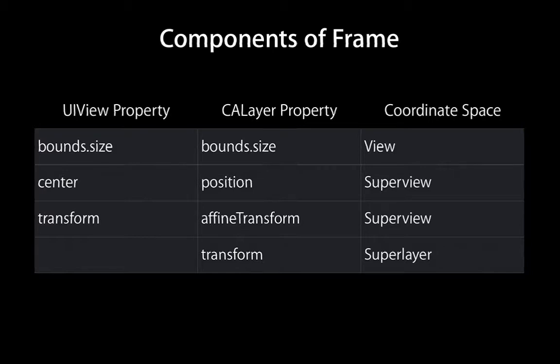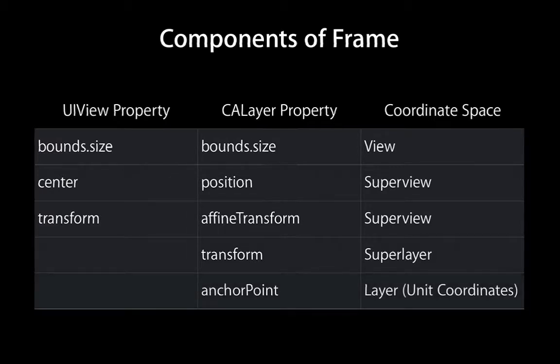Now, the final property is a little bit more difficult to explain, but actually does get to the difference between center and position. And that is anchorPoint. Now, again, this only exists on CALayer, not exposed through UIView. It's a point in the layer's own coordinate space, except defined in unit coordinates, not in layer coordinates, that determines the point in the view that will get anchored to the superview at that view's position.